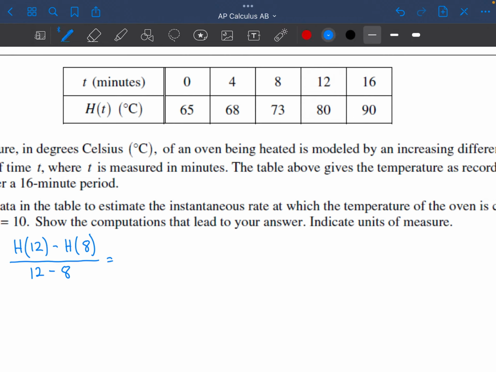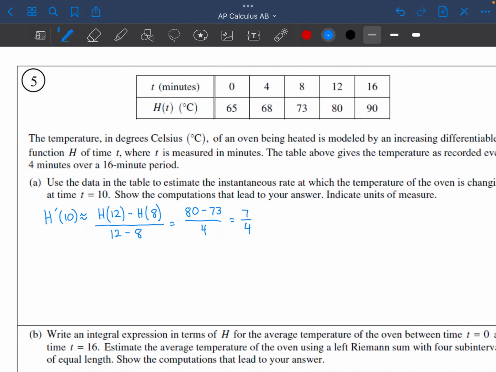So I'm going to say that this is 80 minus h of 8, which is 73. All of this is going to be divided by 4, because 12 minus 8 is 4. And 80 minus 73 is 7, so we get 7/4. So we're not done. We got the answer, but read the question again. We have to indicate units of measure, otherwise we're going to lose a point.